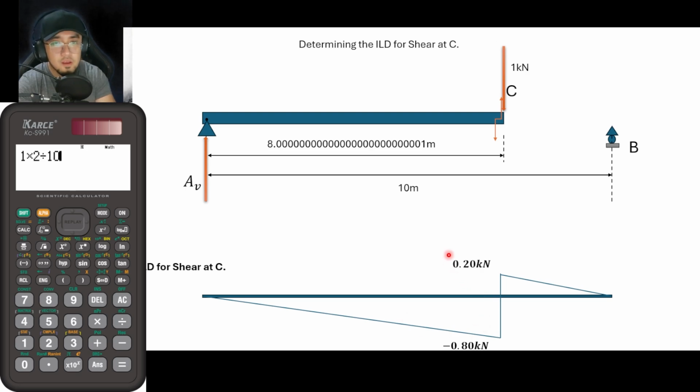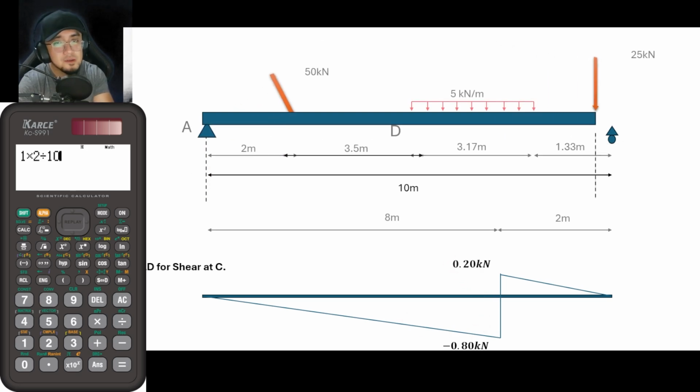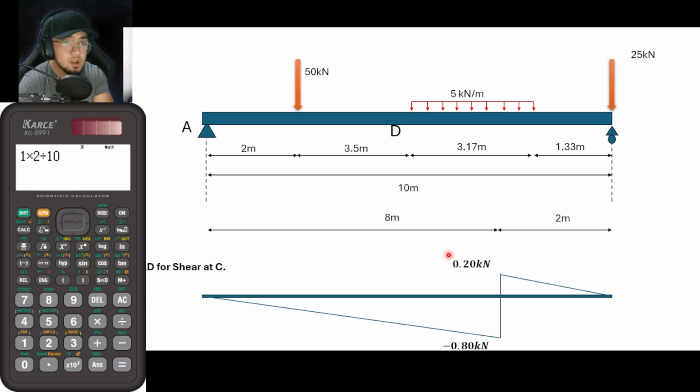What if, for example, you are given this load? If you are given this load diagram, as you can see here at the top, we have a 50 kilonewton load, a 25 kilonewton load, and a 5 kilonewton per meter uniformly distributed load. In order for you to solve for the shear at C, if you want to do it the long way, or the statics way, just cut a section here, then solve for the shear at that point.